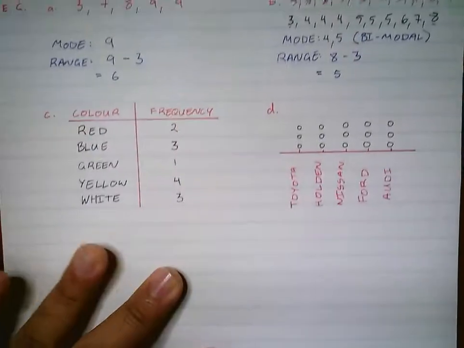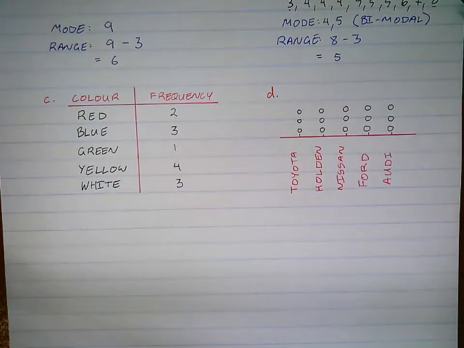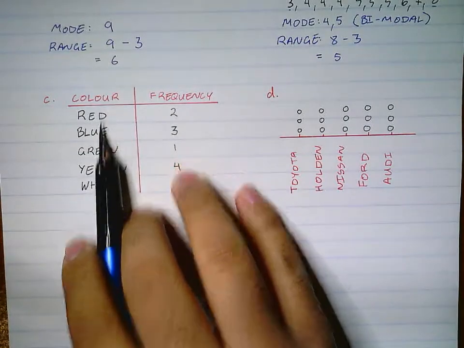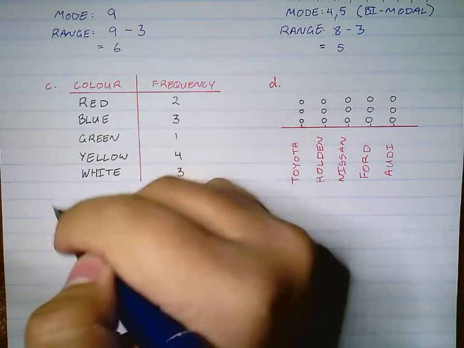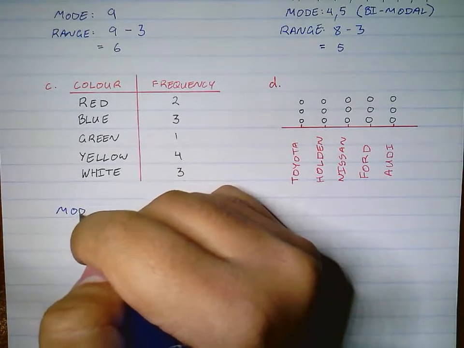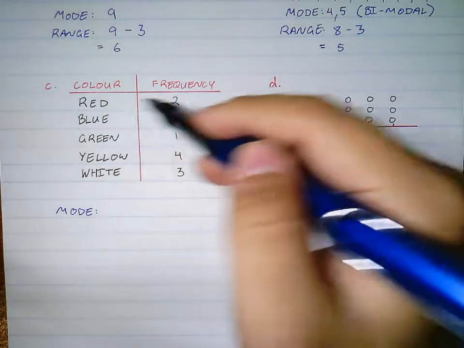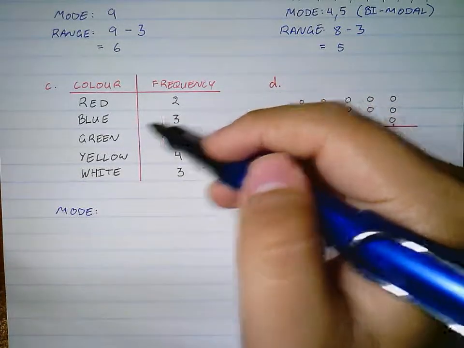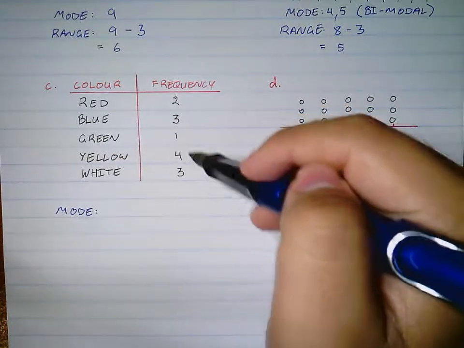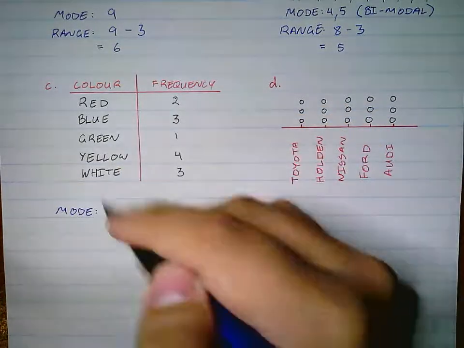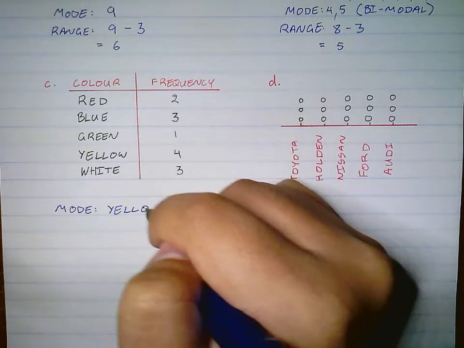It is also possible to go from a frequency distribution table, and even possible to do it with categorical data. Okay, so let's figure out the mode. The mode is just the most occurring. We can see red happens twice, blue happens 3 times, and so forth. But we can see that yellow is the most occurring. So our mode is actually yellow.